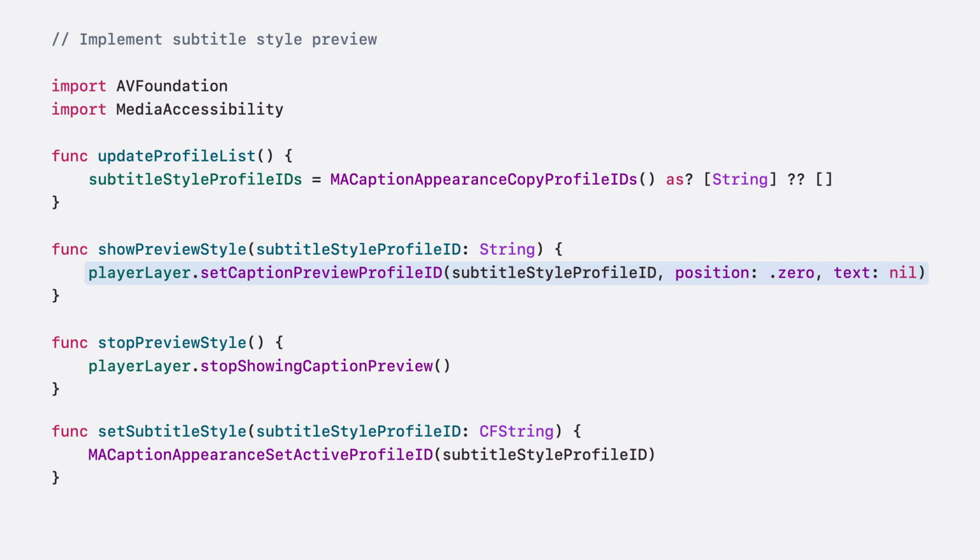Call this function again to show a different style. You can call it as many times as needed. Stop the preview when selection is done. This removes the preview text and restores any existing subtitles that are active. Set the chosen style. It will be used for all subtitles on the system. You can build this feature in your app to let people quickly choose subtitles that are easier to read while watching a video. Now, I'll show you both of these subtitle features together.